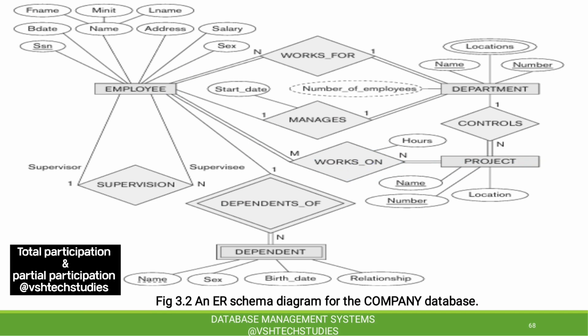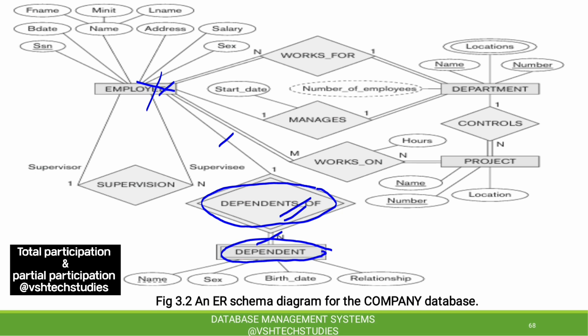Next, dependent of relationship, if you take, employee entity partially participates in dependent of relationship because all the employees may not have dependents, but dependent entity totally participates in the relationship dependent of because all the dependents are the dependents of any one employee.